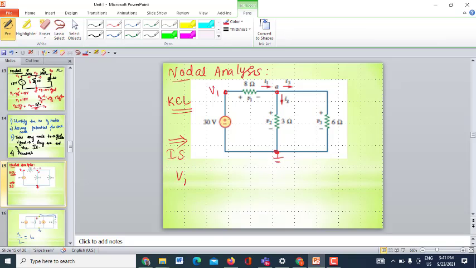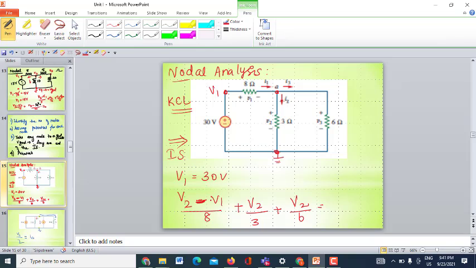So what do you write for V1? V1 is equal to 30. What about V2? How will you write the equation for V2? (V2 minus V1) divided by 8 plus V2 divided by 3 plus V2 divided by 6 equals 0. Find out your V2. It is asked to find the current flowing through each branch and the corresponding voltages. So how will you do this?